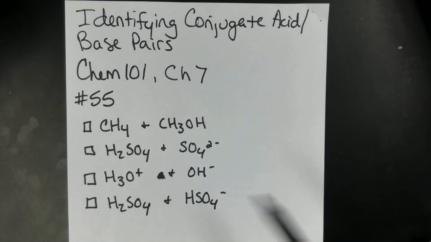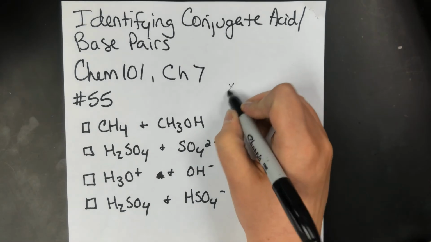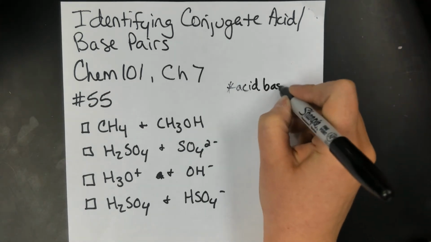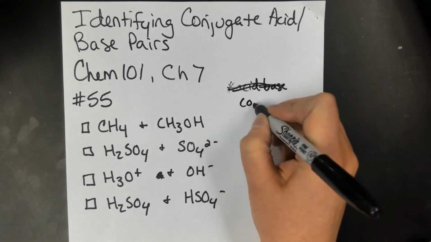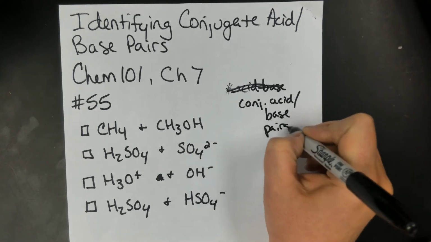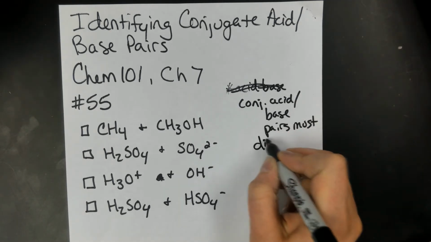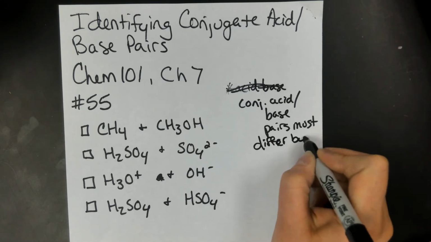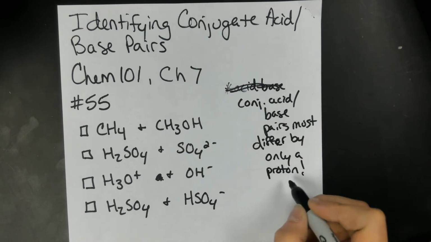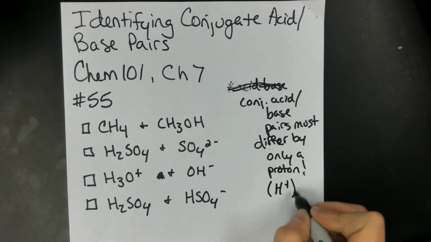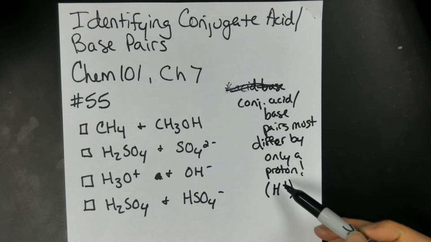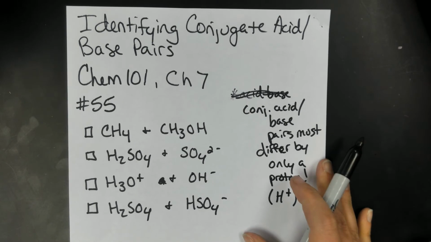So this first one, remember, we're going to put a little reminder here. Conjugate acid-base pairs must differ by only a proton. And what do I mean by that? Only by an H+, right? So one of them has to have a hydrogen and a plus in there. It has to be more positive. So let's dig in and look at a couple of examples.